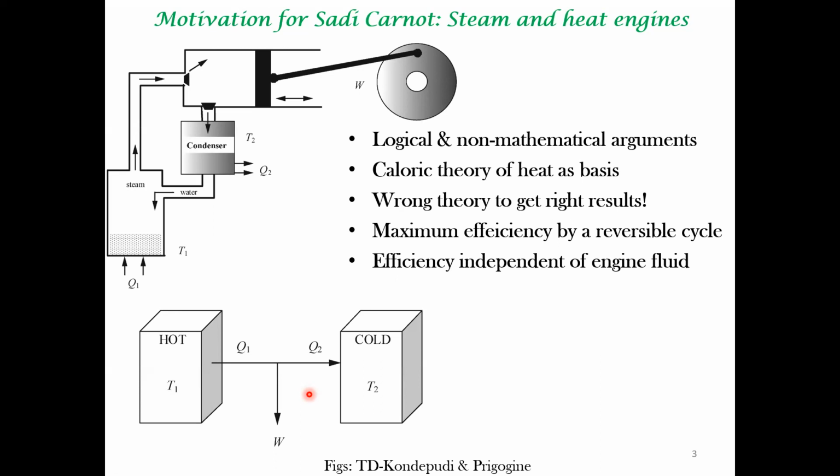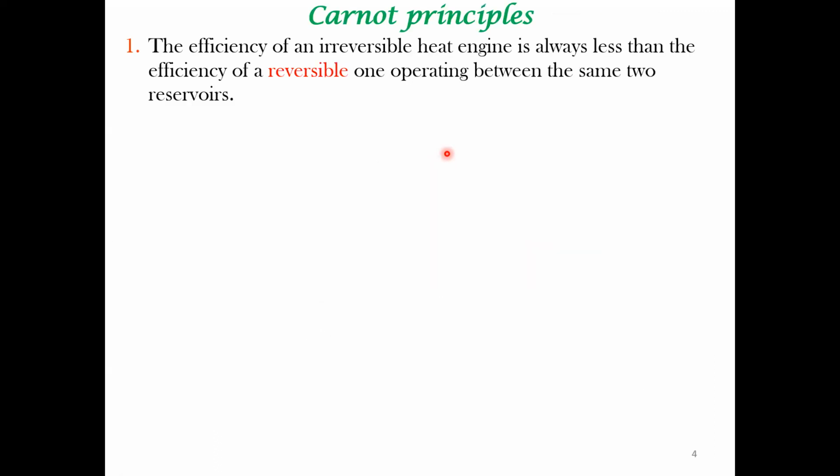So the efficiency of a reversible engine is just dependent upon the temperature of hot and cold reservoir, and is independent of the engine fluid you're using. Okay, so these are all very profound deductions just based on logic. So we will see how Carnot went about proving these principles.